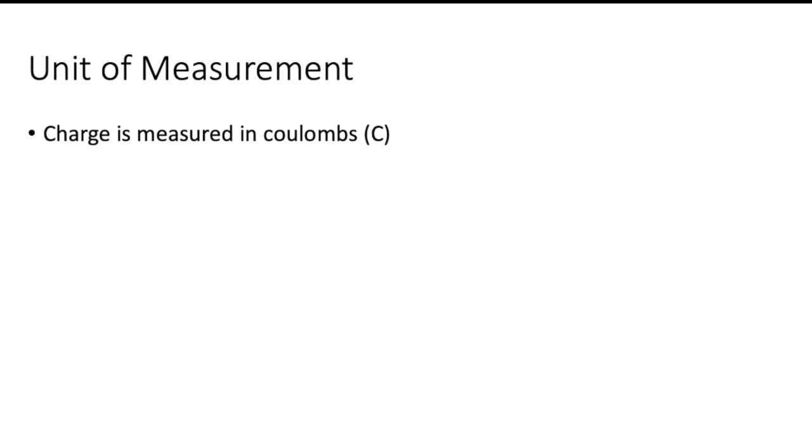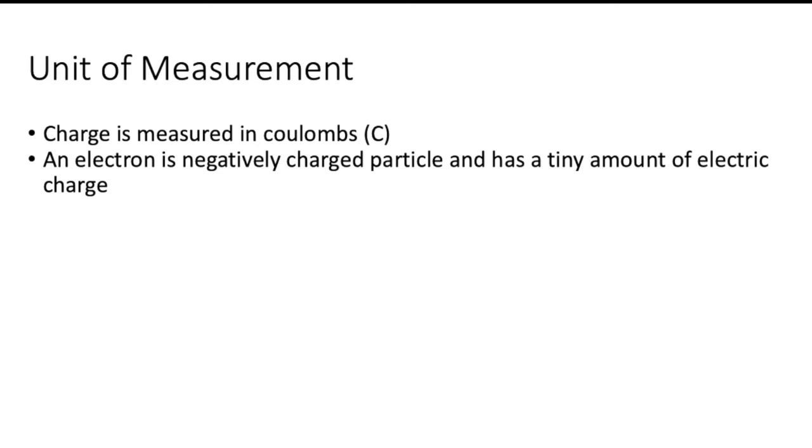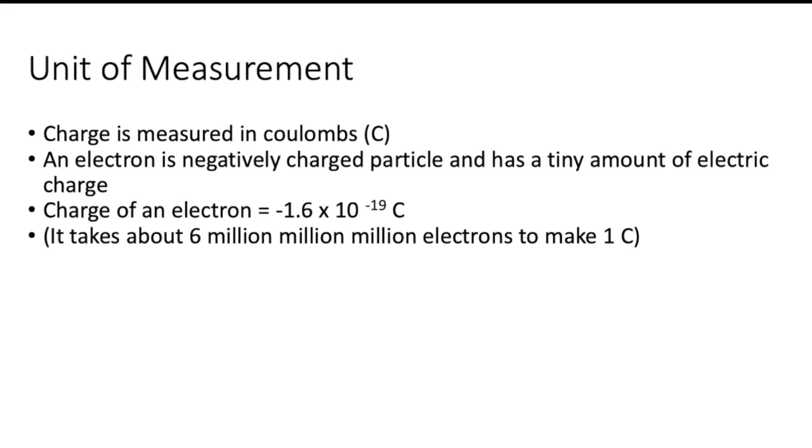Charge is measured in coulombs. Coulomb is the standard unit of measurement of charge. It is denoted by a capital C. How big is this coulomb? We know that electrons are negatively charged, so each has a tiny amount of electric charge. Every electron has an average charge of negative 1.6 times 10 to the power negative 19 coulombs. We can imagine negative 19 is such a small number. So to make 1 coulomb, it takes about 6 million electrons. That's how tiny the charge attached to the electron is.